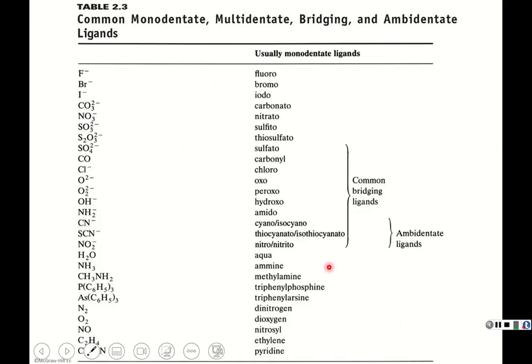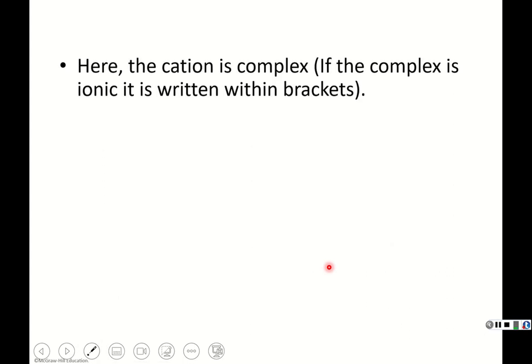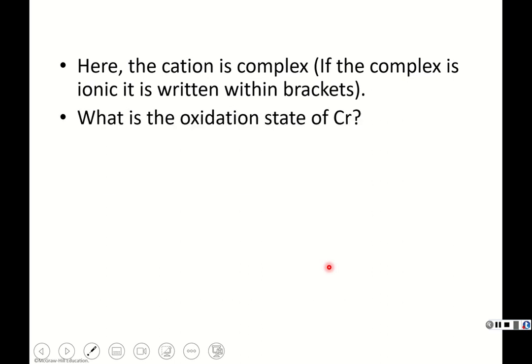Again, just some more common ligands, showing them as monodentate, usually monodentate ligands. Okay. So here the cation is complex. If the complex is ionic, it is written within brackets.